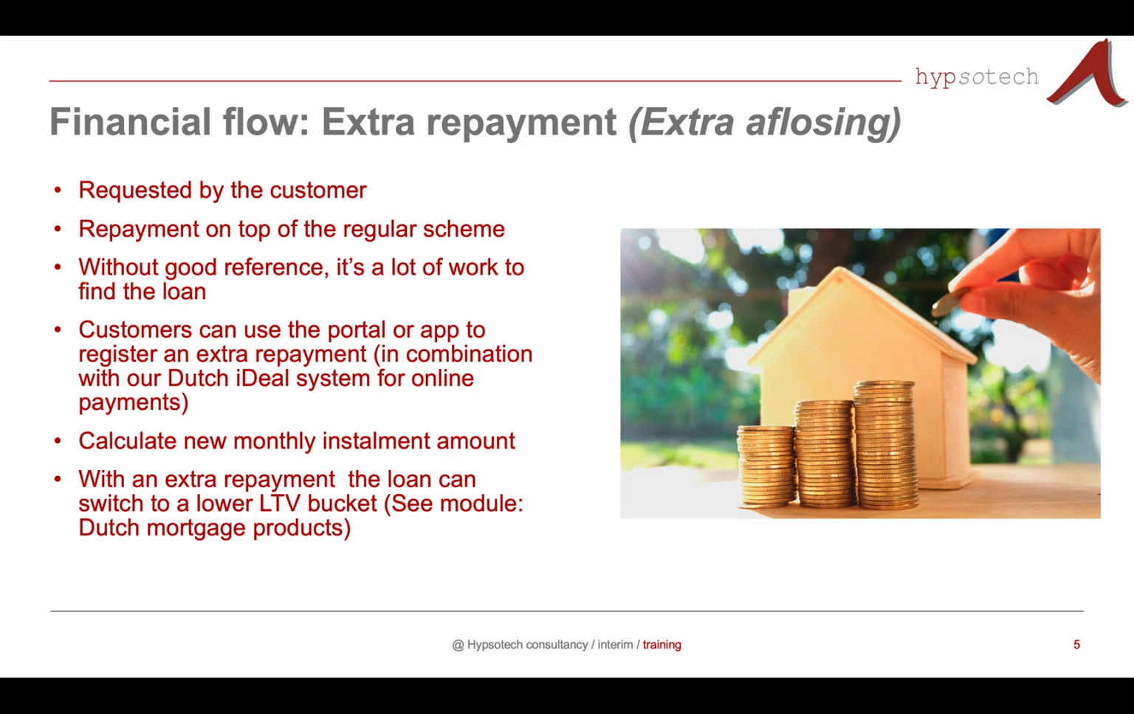An extra payment can cause a switch of what we call an LTV bucket. In the module about Dutch mortgages, we explain how this works. So it also can cause the interest rate of the consumer to go down.